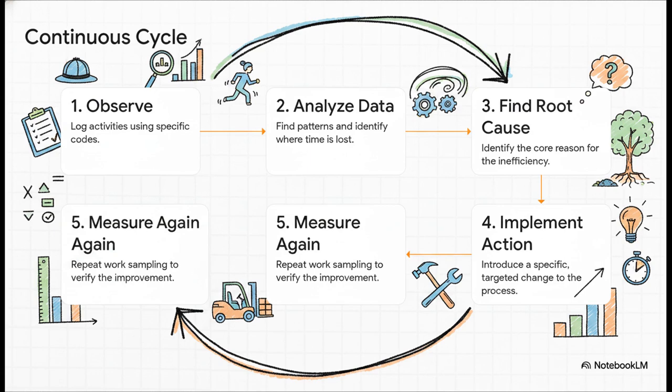It goes like this. You observe and you categorize. Then you analyze all that data to find the patterns. Where's the time really going? Third, you dig deep to find the root cause of the waste. Fourth, you put a real targeted solution in place. And finally, and this is so important, you measure again to see if it actually worked. That right there, that's the engine of continuous improvement.